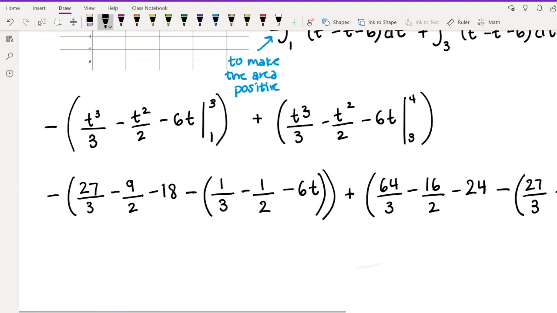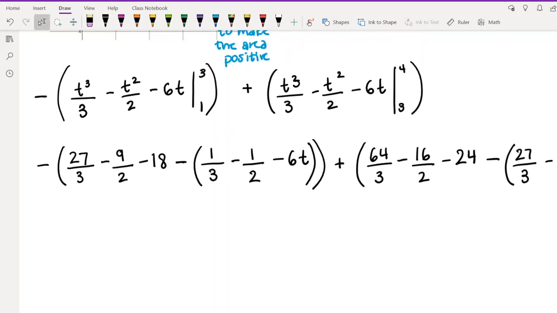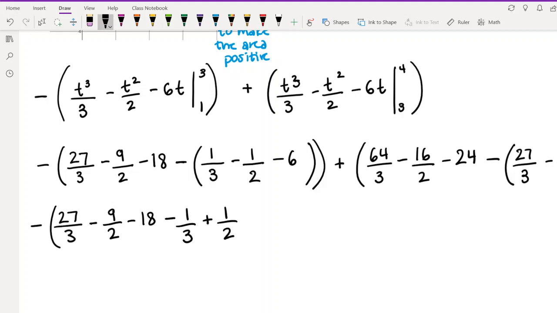So a lot of numbers to deal with. Let's see how this all pans out. So I'm just going to start by distributing in the negative sign so that we can clean everything up. And sorry, I put this extra t there. That wasn't supposed to be there. Okay, so we have negative 27 over 3 minus 9 over 2 minus 18 minus 1/3 plus 1/2 plus 6.